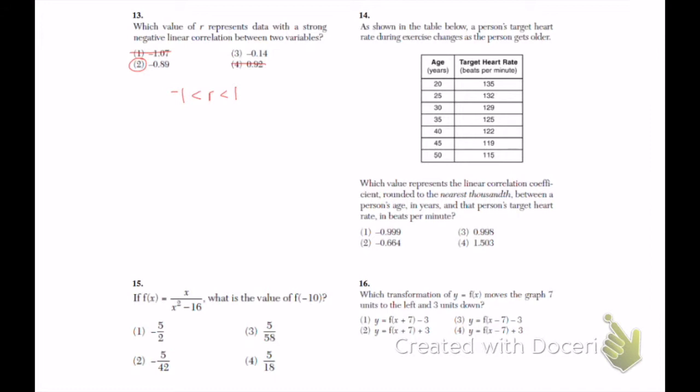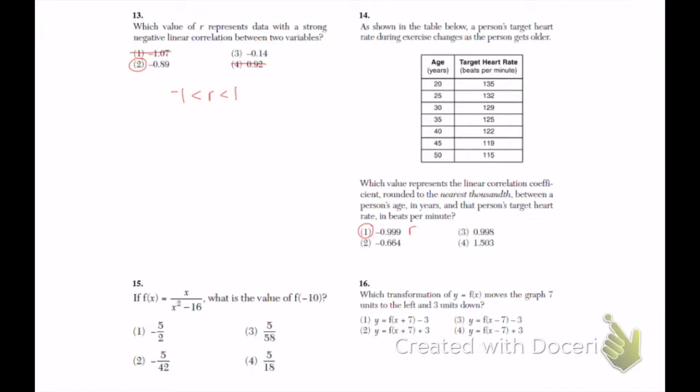Alright, 14 reads, as shown in the table below, a person's target heart rate during exercise changes as the person gets older. Which value represents the linear correlation coefficient, rounded to the nearest thousandth, between a person's age in years and that person's target heart rate in beats per minute? Well, this question is solved by using the stat function on our calculator. We plug all the information into our table, and using line reg, we're able to find the linear correlation coefficient. And by doing this, we find that the coefficient comes out to be -0.999.